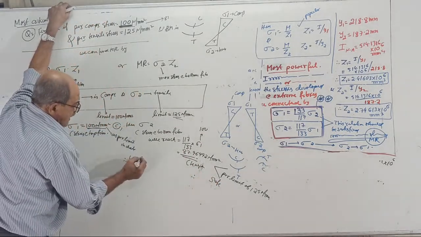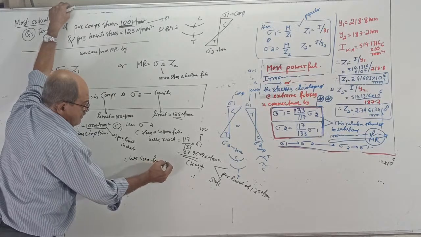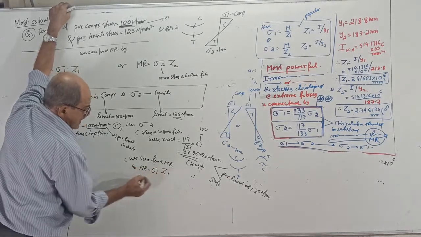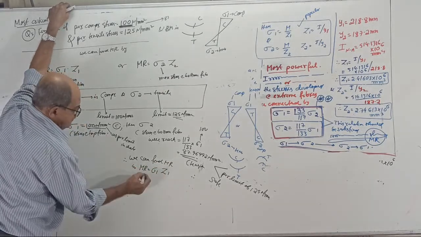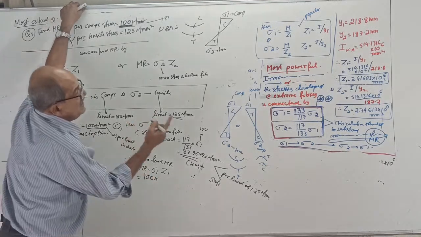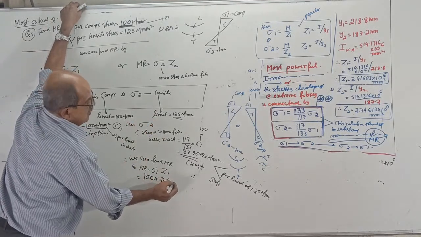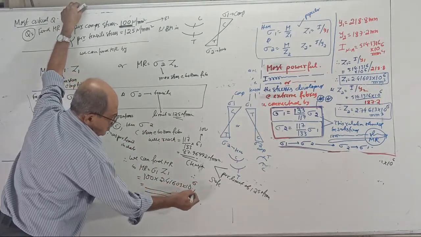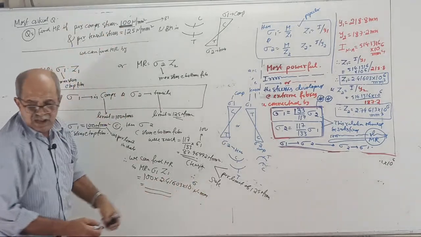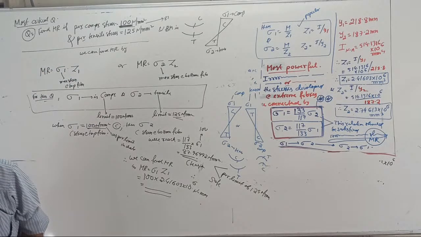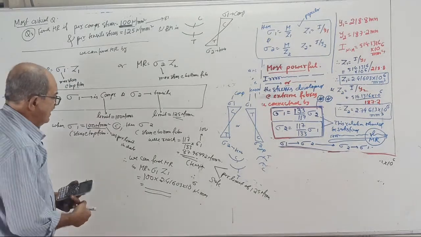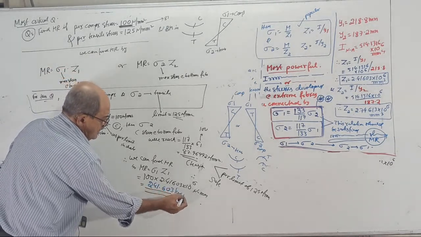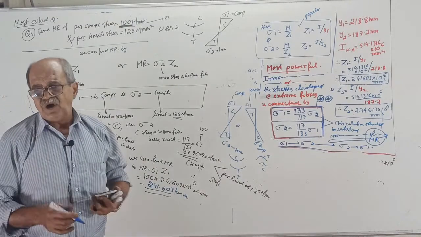Therefore, we can find MR. MR equals sigma 1 into Z1. Sigma 1 is 100 into Z1, which is 2.41603 times 10 to the power 6. You can find MR in Newton millimeter or convert to kilonewton meter. Using the calculator, it is 241.603 kilonewton meter. This is the MR for the beam.